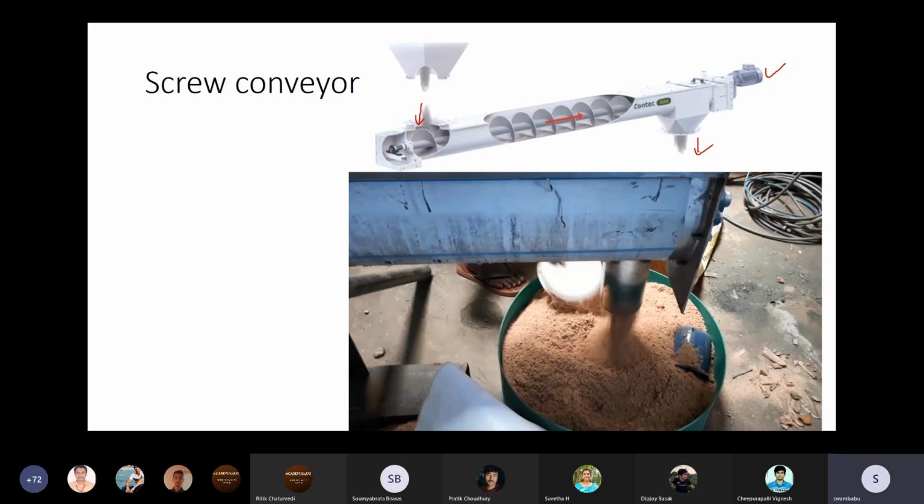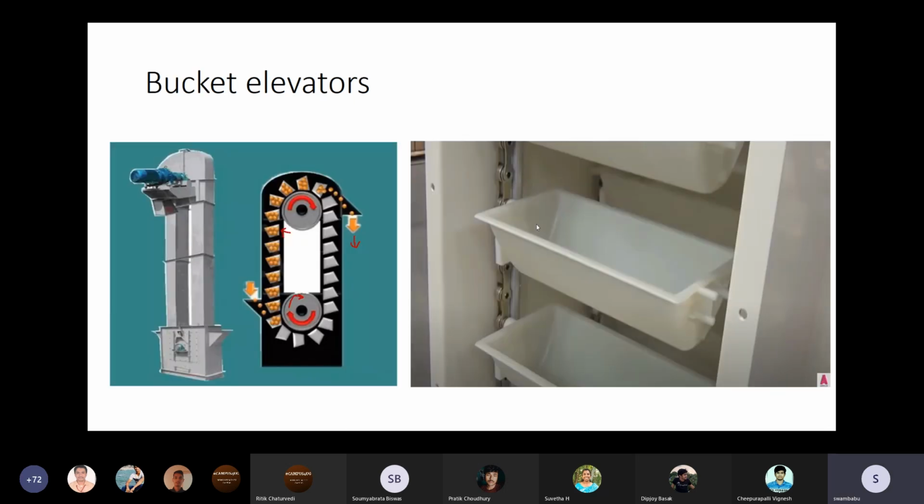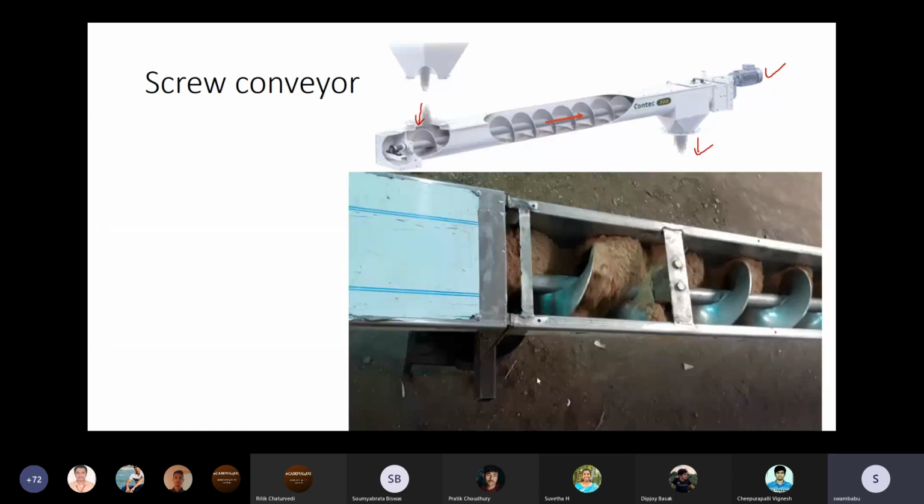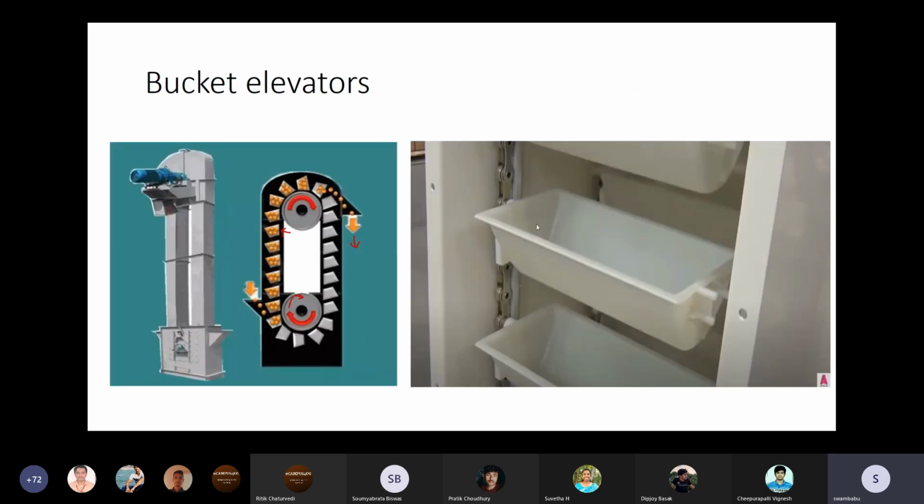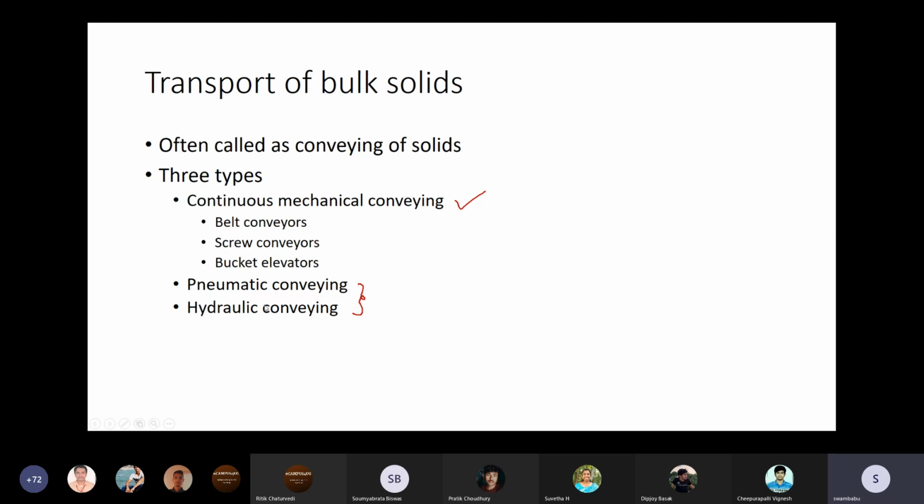So if the particles are very fine, as you can observe, whether in bucket elevators or belt conveyors, they can easily form dust with the help of wind currents. So how do we transport very, very fine particles that can easily mix with air, even at low wind velocities? For transporting such things, we use pneumatic conveying.